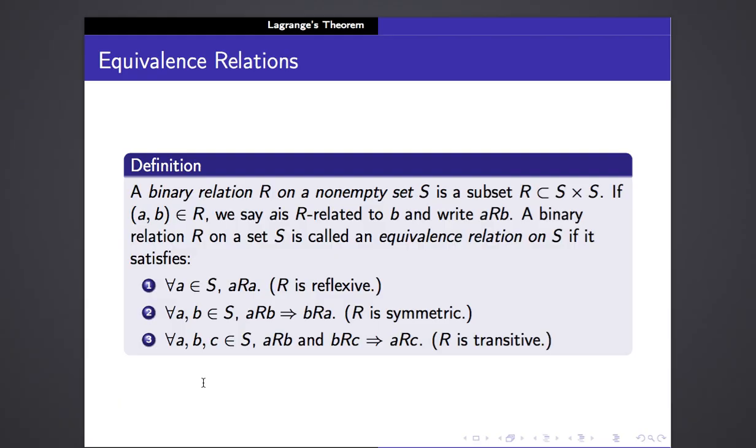And last axiom is for any a, b, and c, three elements in S, if a is related to b and b is related to c, then a is also related to c. So this property is called transitivity. In other words, we say R is transitive. So a binary relation with three properties: reflexivity, symmetry, and transitivity is called an equivalence relation on S.